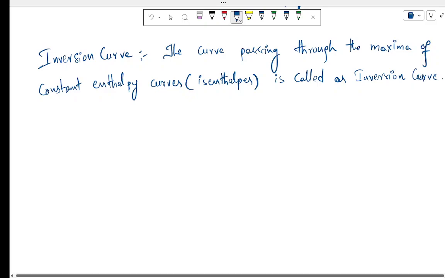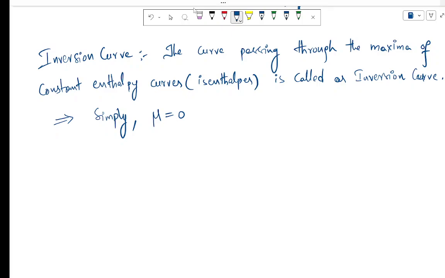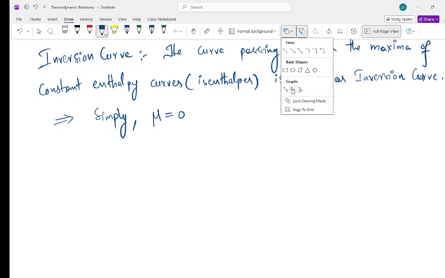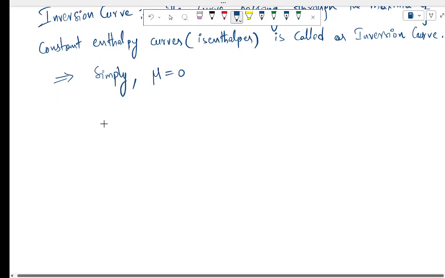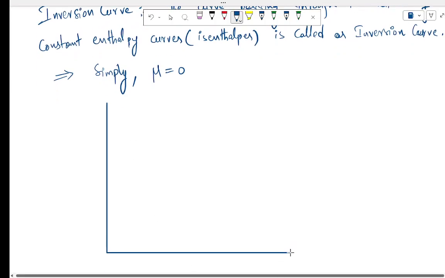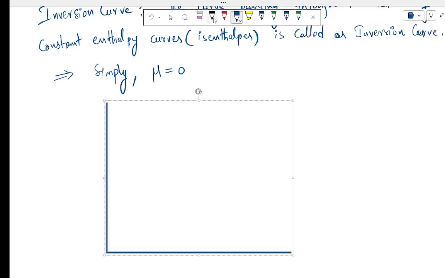In other words, if I have to express the same in very simple form, the inversion curve is nothing but the mu equal to 0 curve. Here mu means mu j, or the slope, or the Joule-Thomson coefficient. If the Joule-Thomson coefficient is equal to 0, that curve will give you an inversion curve. How an inversion curve is obtained, we will see here. For this, let me take this x-y axis. On this x-y axis, I will have temperature and pressure.